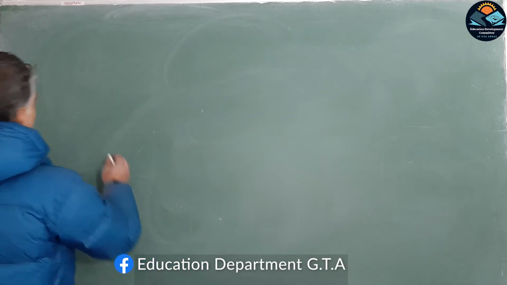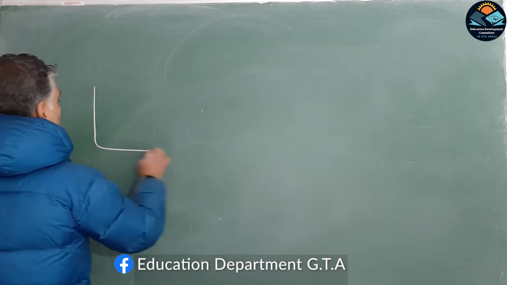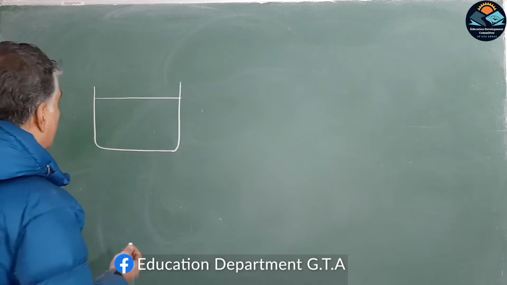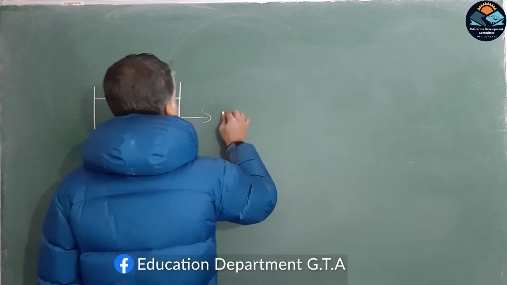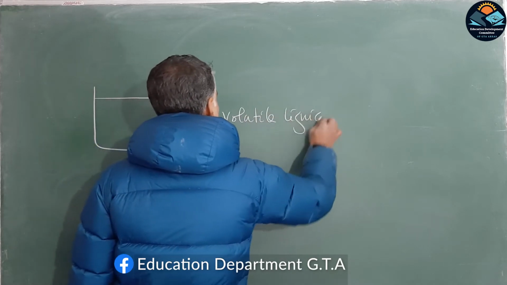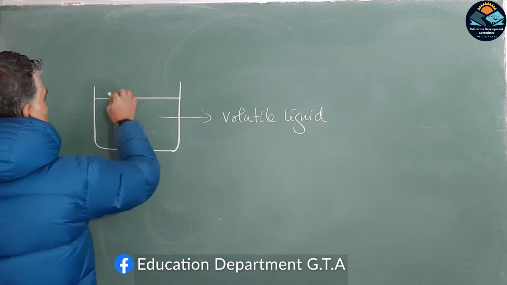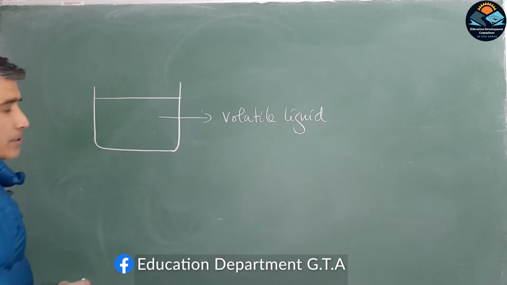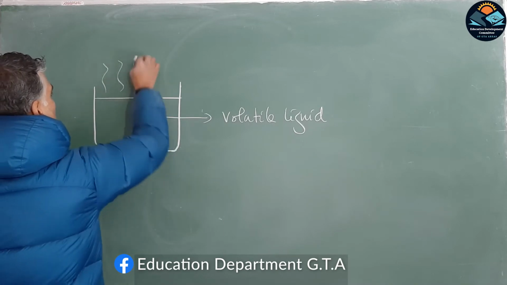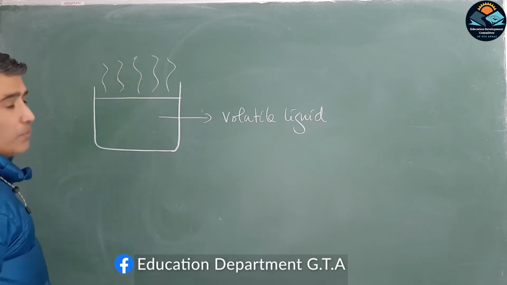The next thing that we'll discuss today is about a liquid. You see, I have a liquid here. I've taken a liquid and this is going to be a volatile liquid. So what is a volatile liquid? Most liquids evaporate. They form vapor. They evaporate at almost all temperatures. So the liquid starts forming vapor. Any liquid which can evaporate and form vapor just above the surface is called a volatile liquid.